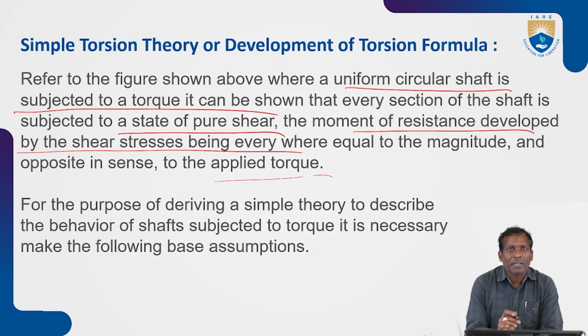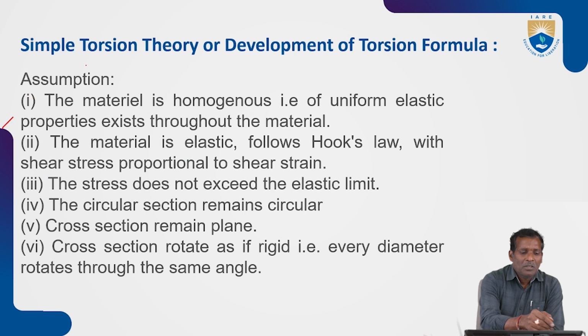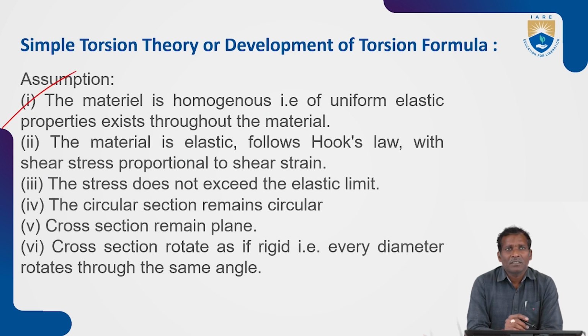So for the purpose of deriving a simple theory to describe the behavior of a shaft subjected to torque, it is necessary to make the following basic assumptions. Some assumptions are required. Based on these assumptions, you have to derive this simple torsion theory, or the development of the torsion formula, for designing a uniform circular shaft. So while designing, you should take all these assumptions into account.